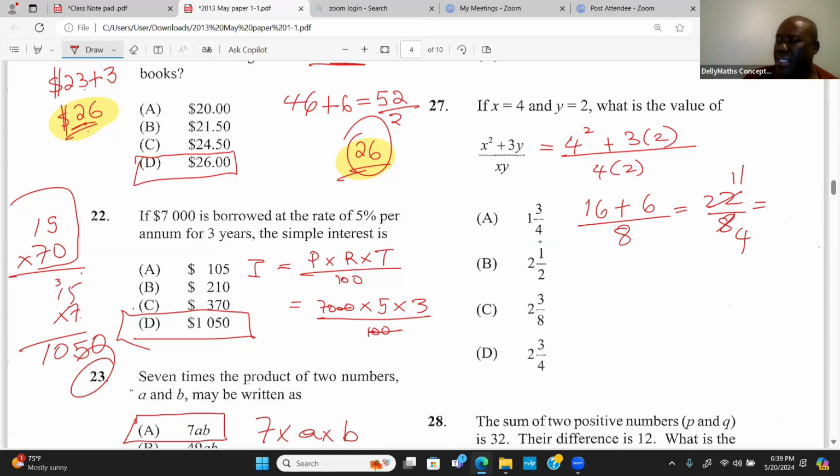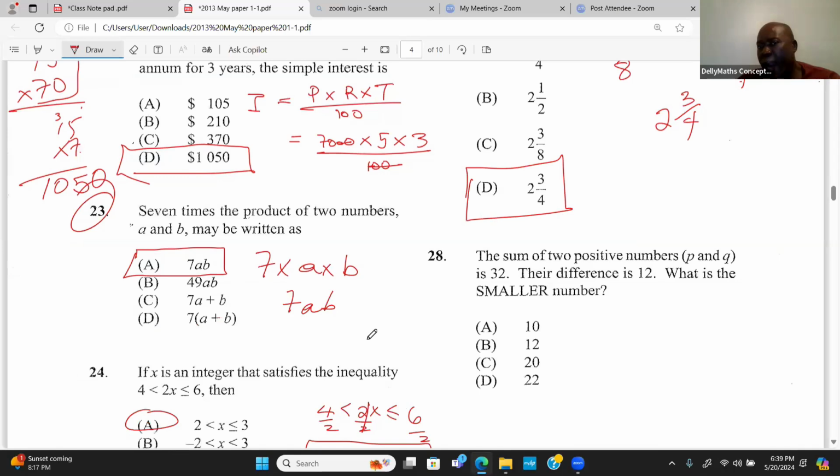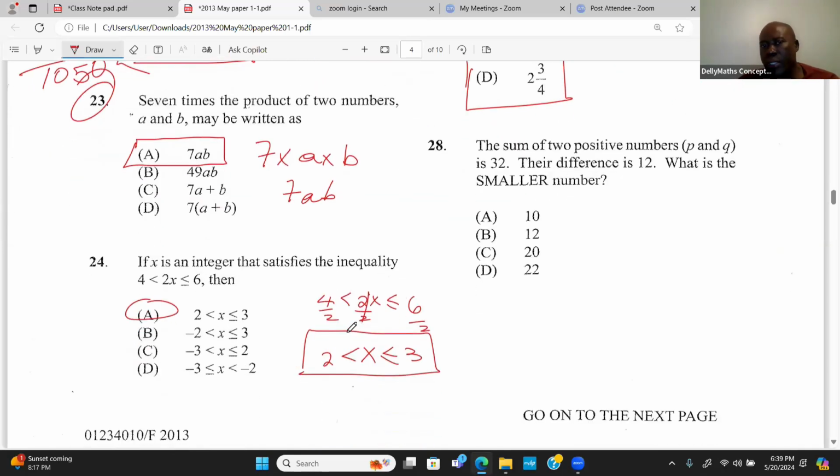And if you don't see it, represent it as a mixed number. 4 into 11 goes 2 times with remainder 3 over 4. Look again and your answer will appear. So it simply means that when you're dealing with multiple choice, this is not paper 2 where you submit what you get. You understand? You have to make sure that you find what they have. And if you don't see what you have, change the form of it, and you will see it.